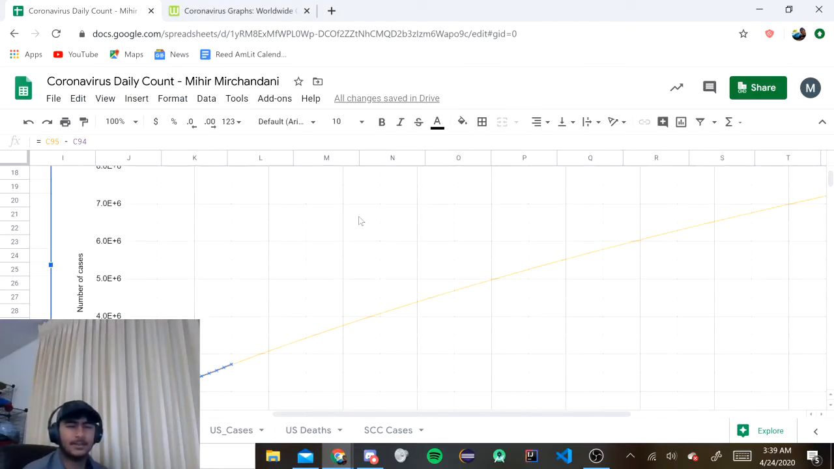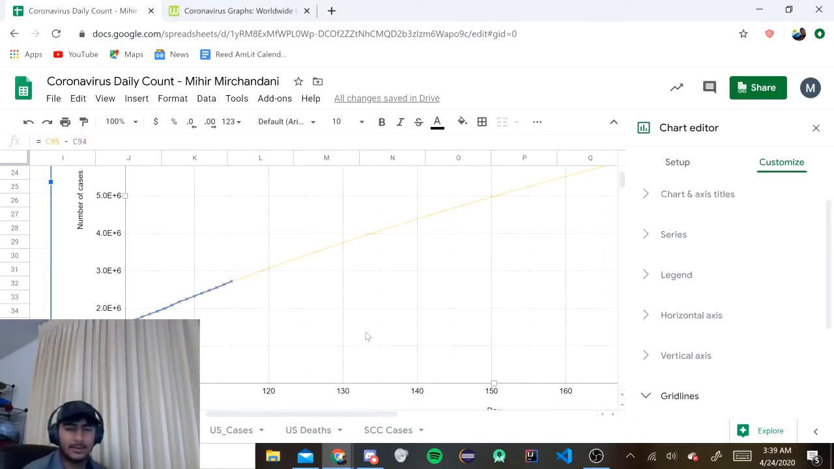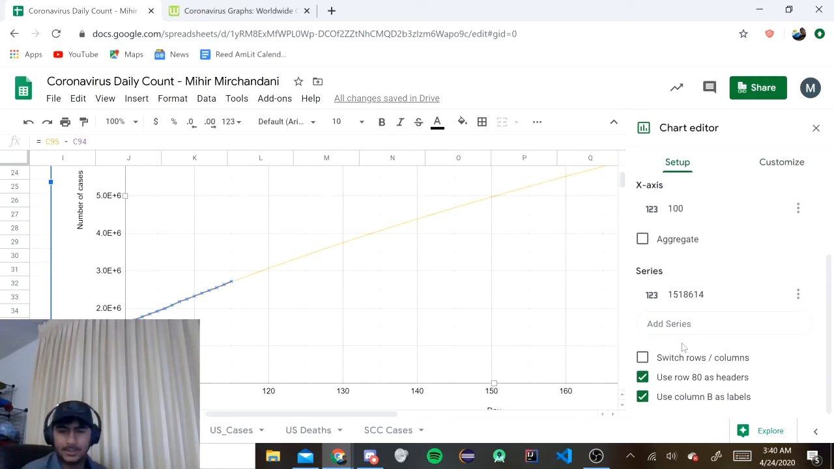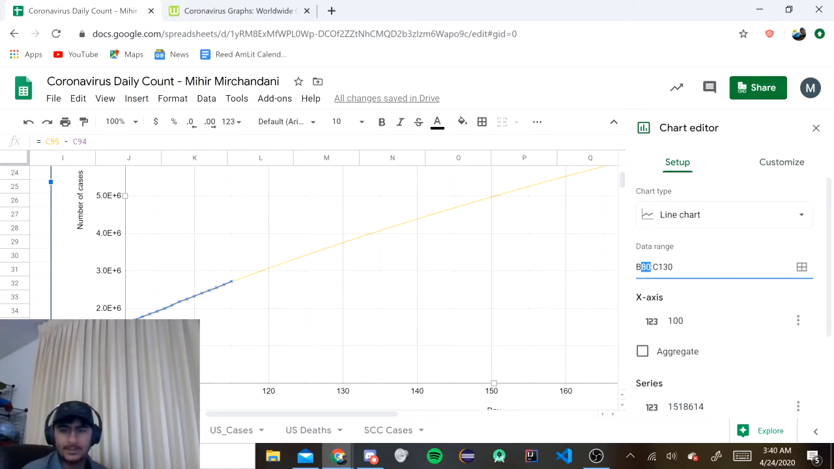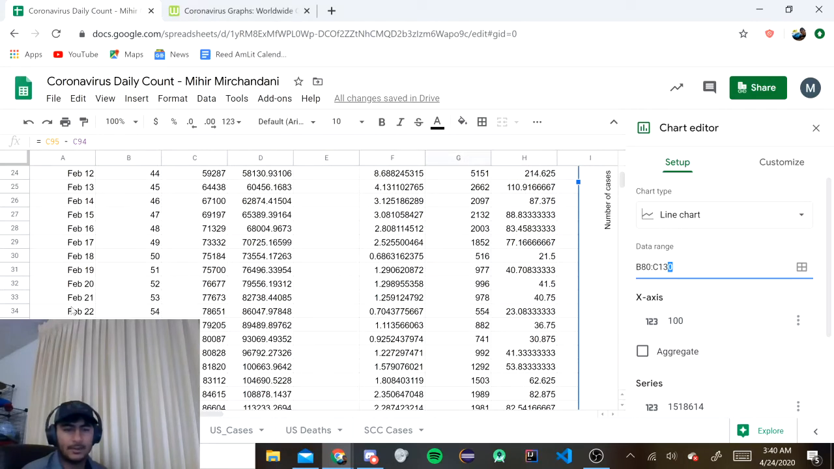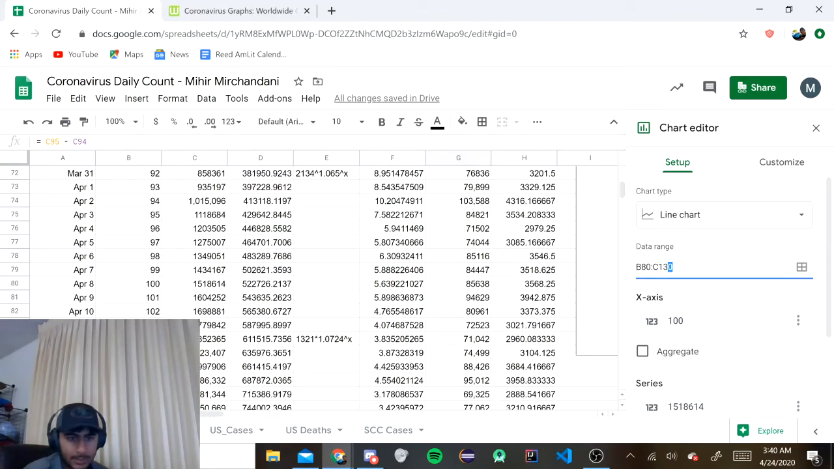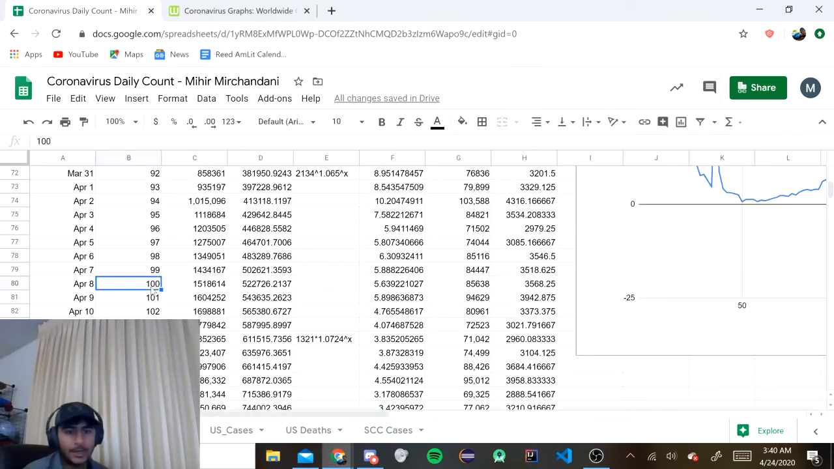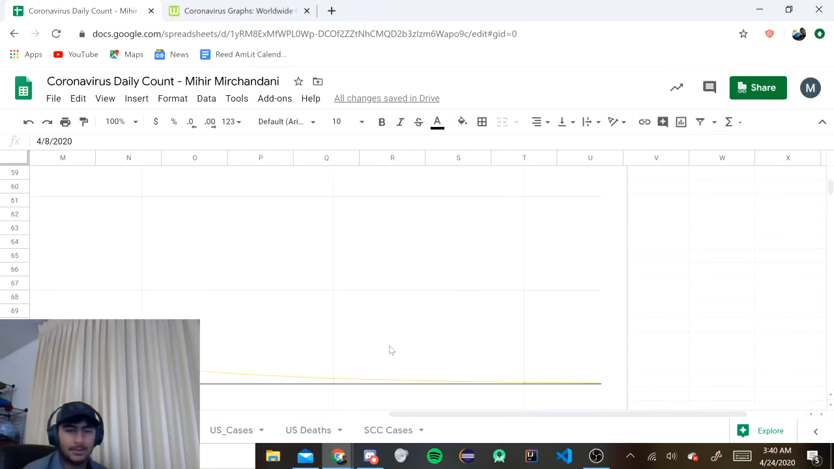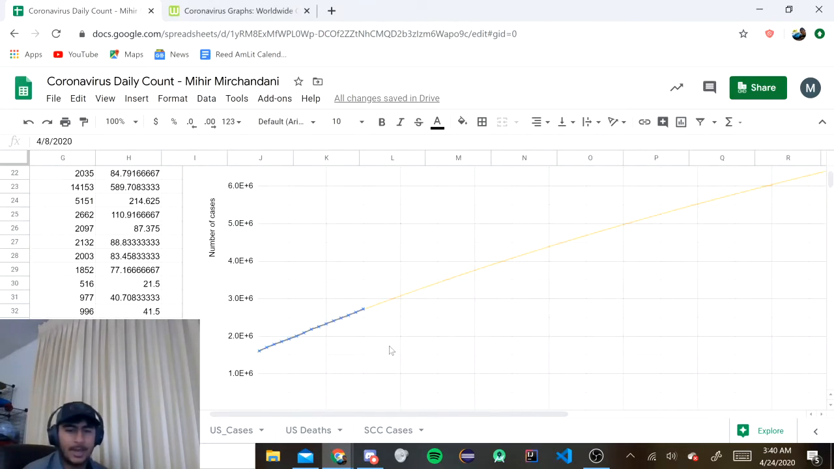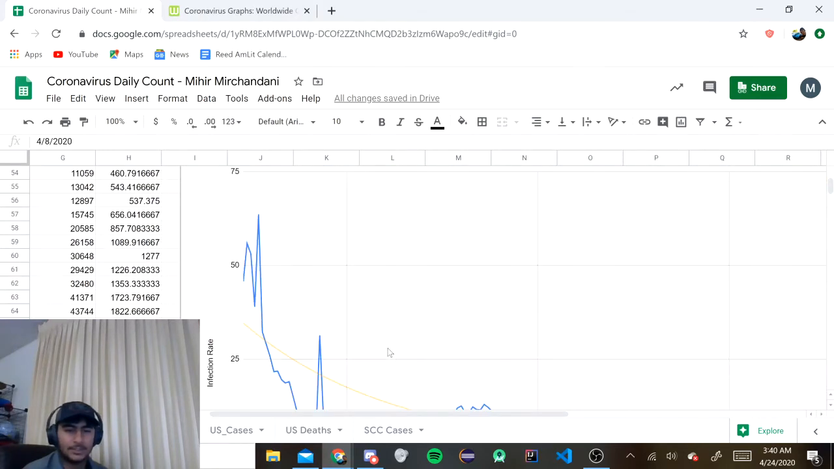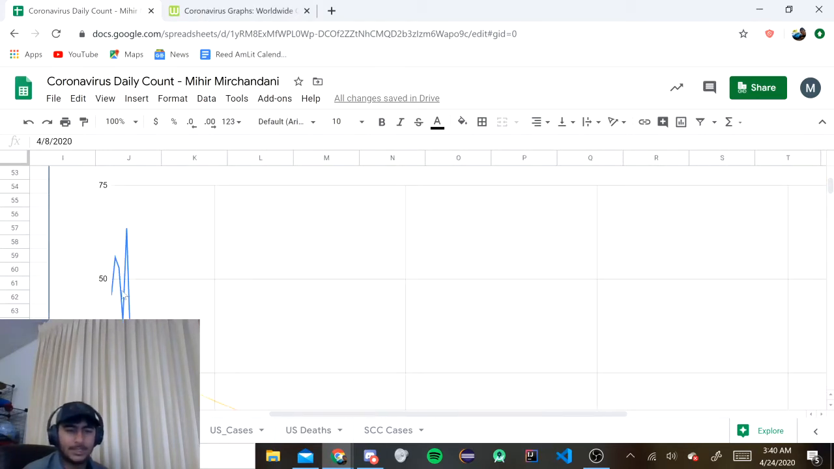In fact, I've set it to start at day, I believe, around 70, 80, around there. If you go to setup, you can now see that it says B80 to C130. If we travel here really quickly, the 80th row holds data for day 100 actually, April 8th, near the beginning of this month.